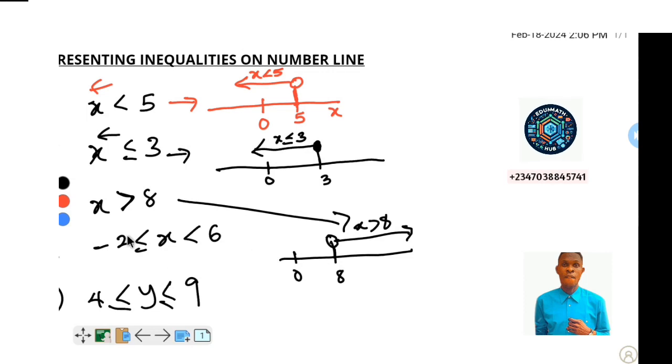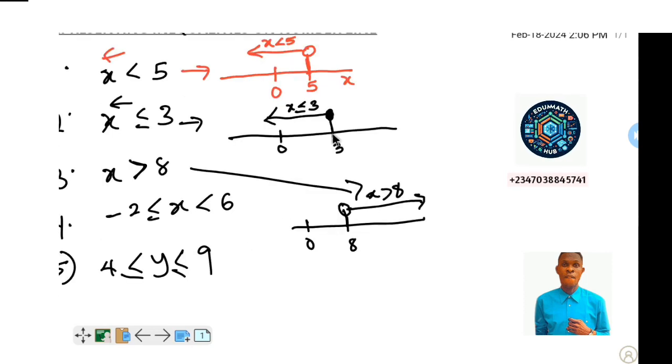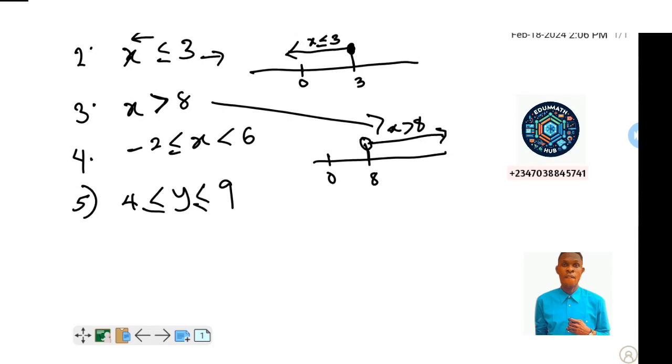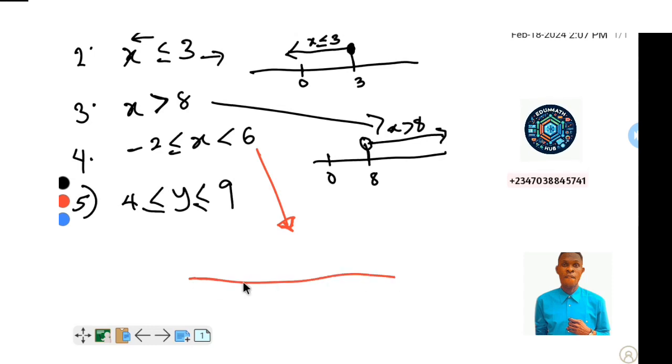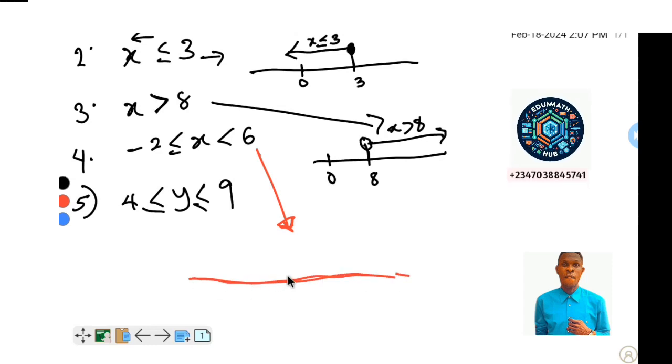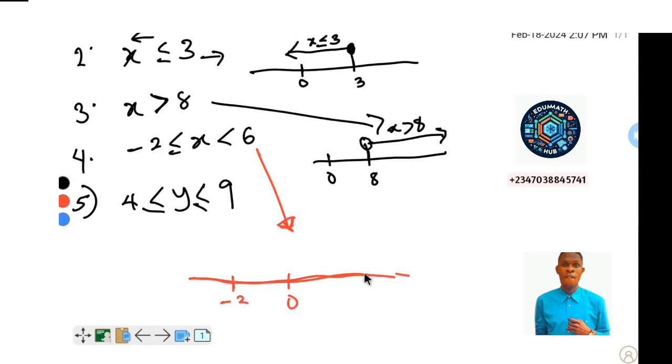Then let me quickly do the remaining 2. For this particular one, you draw your normal line, your horizontal line. So you mark 0. This part here is minus 2, which is on the left of 0. Then you have 6 here. Now this is a closed interval, don't forget. So you shade this part, it will be shaded.